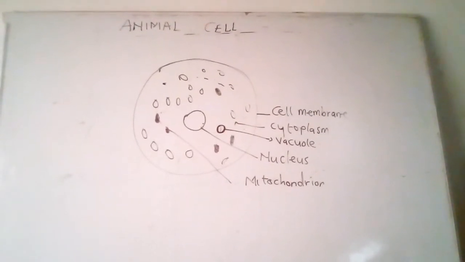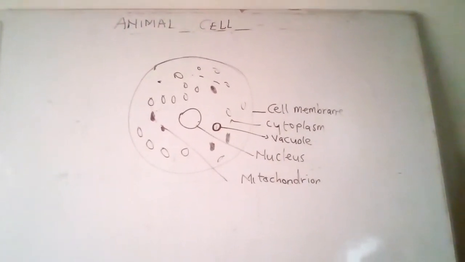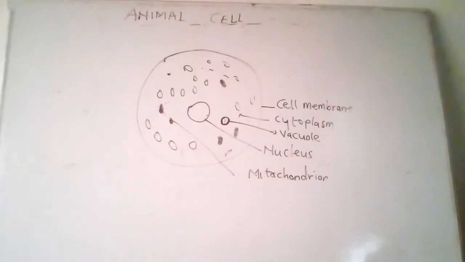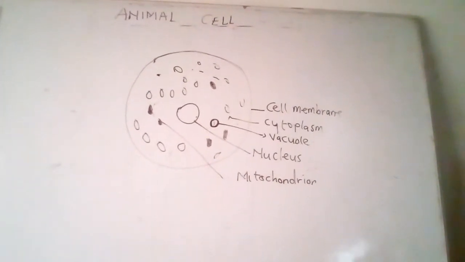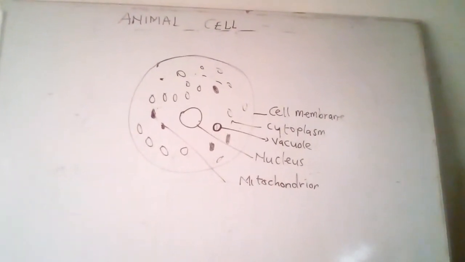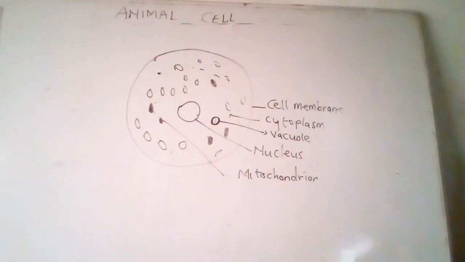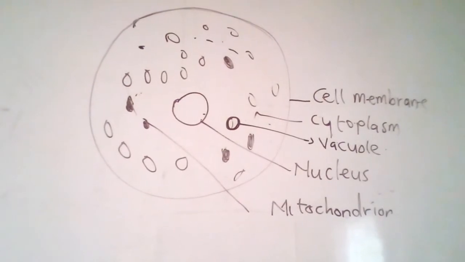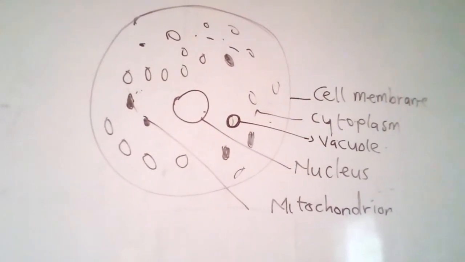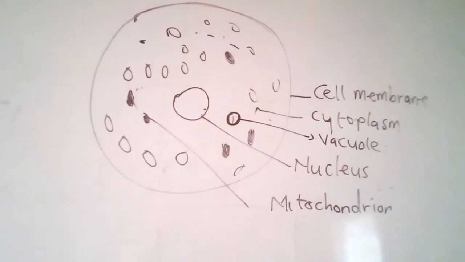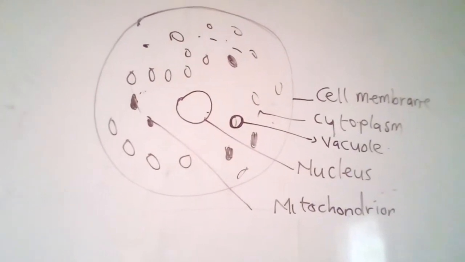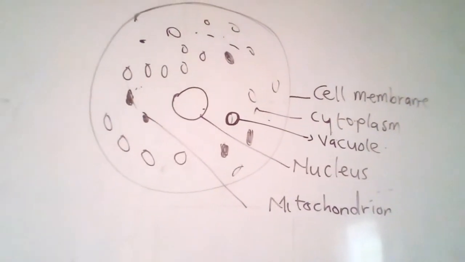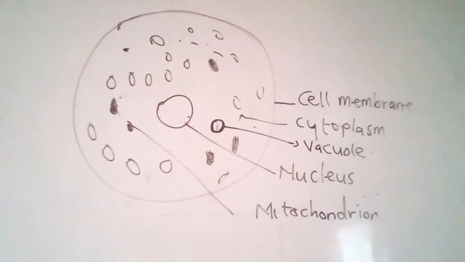So this structure too is a typical example of an animal cell. We have cell membrane, cytoplasm, vacuole, nucleus, and mitochondria. The nucleus and cytoplasm are collectively known as protoplasm. Typically, the vacuole is mostly found in plant cells.